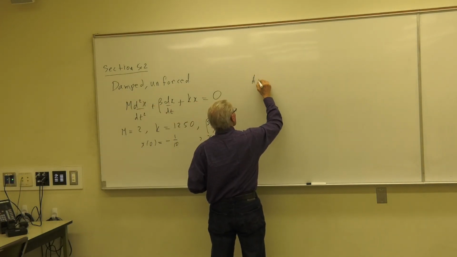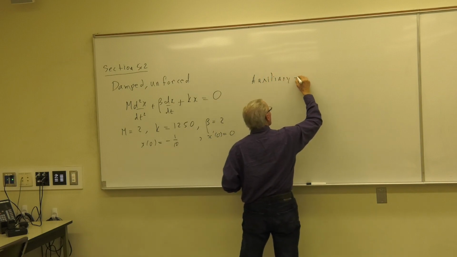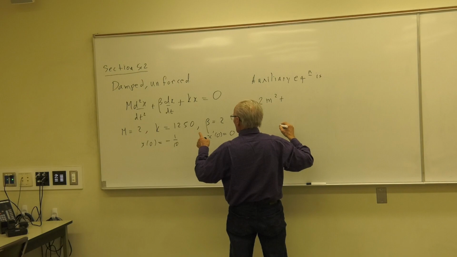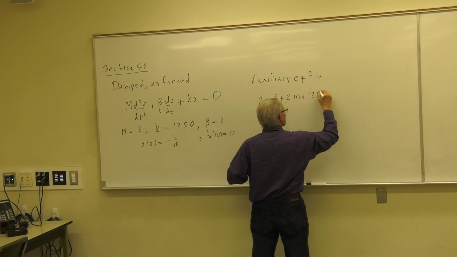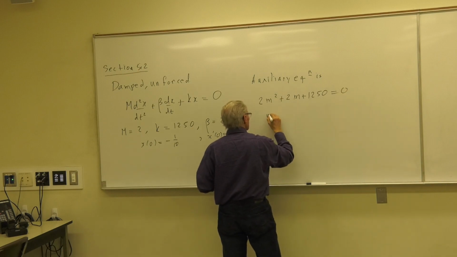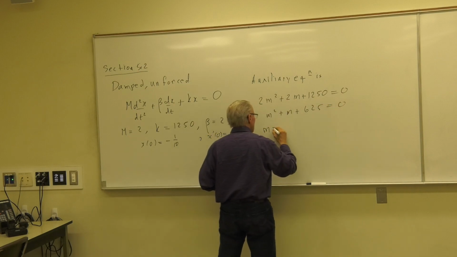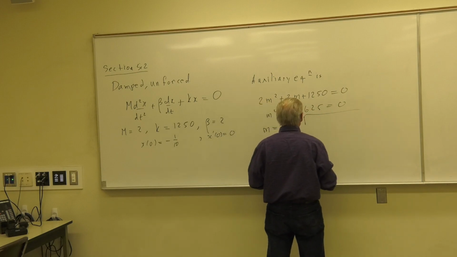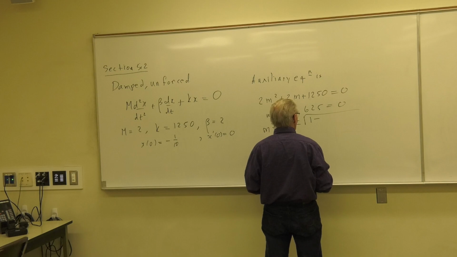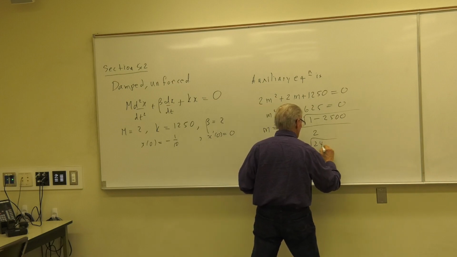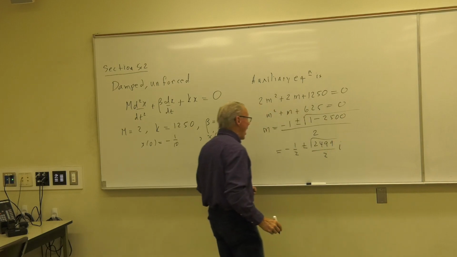So the auxiliary equation is 2m squared plus beta, which is 2m, plus 1250 equals 0. Divide out the 2's: m squared plus m plus 625. It doesn't factor, so quadratic formula: minus 1 plus or minus the square root of b squared, 1, minus 4ac, 4 times this. Is that 2,500? All over 2. So, minus 1/2, plus or minus the square root of 2499 over 2 i.